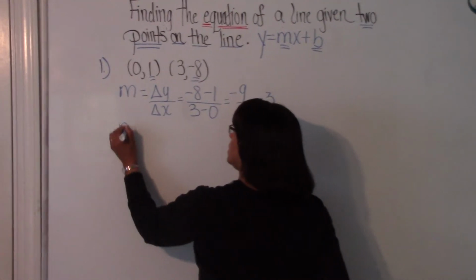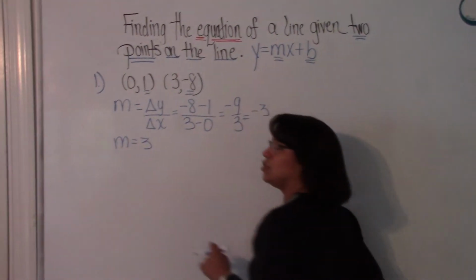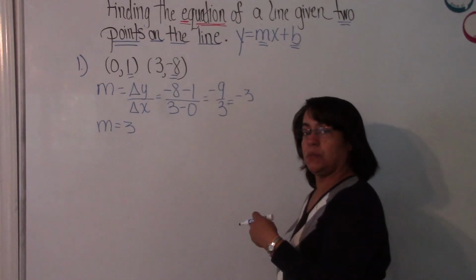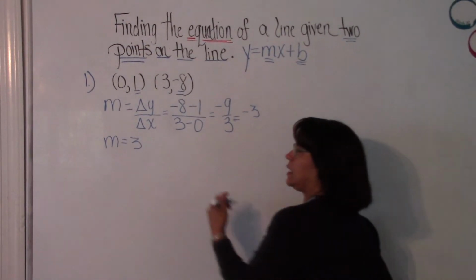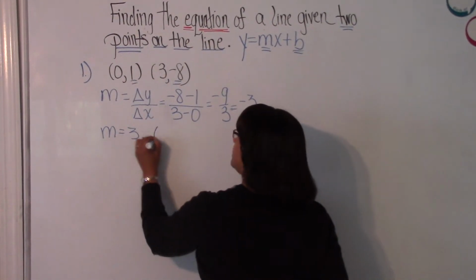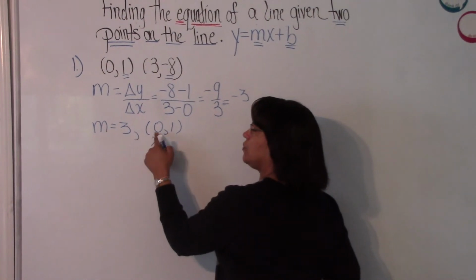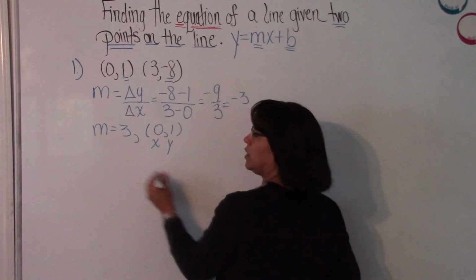So we have m is equal to 3, and we can choose either point on the line and plug it into y equals mx plus b, and it will help us to find b. I'm going to choose 0, 1. Either point would work. So that means our x will be 0 and our y will be 1.